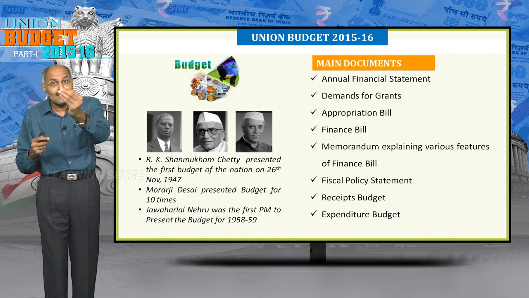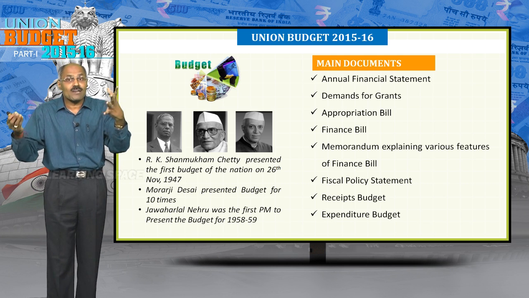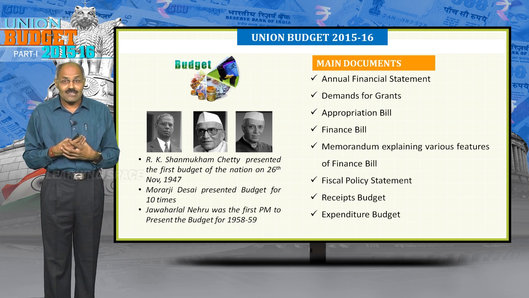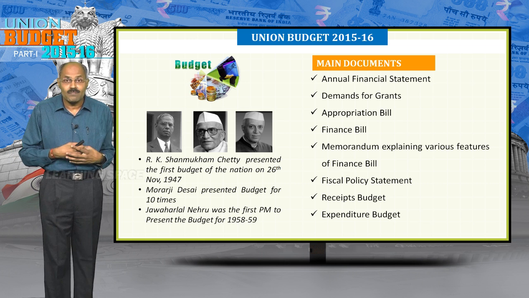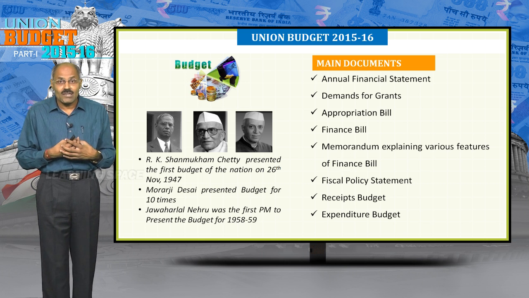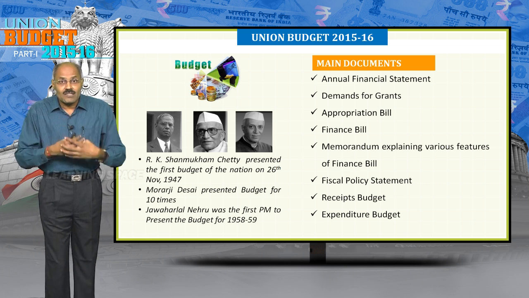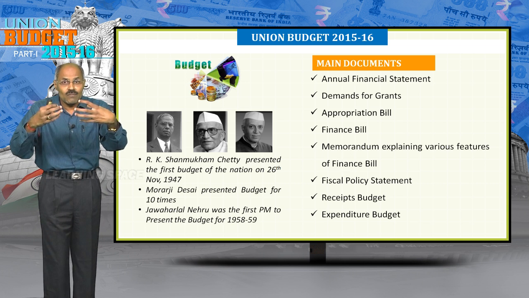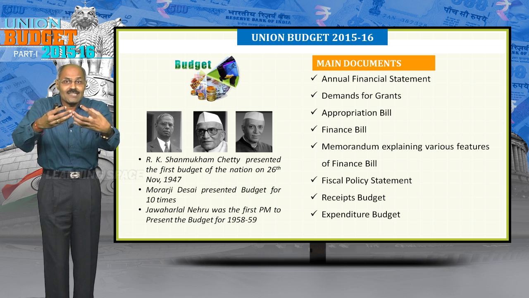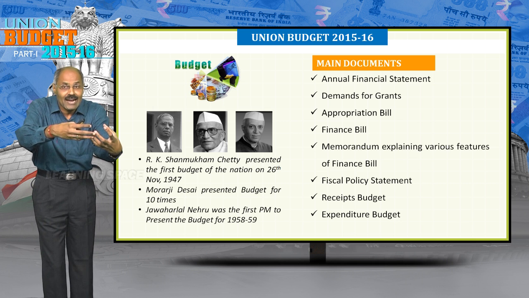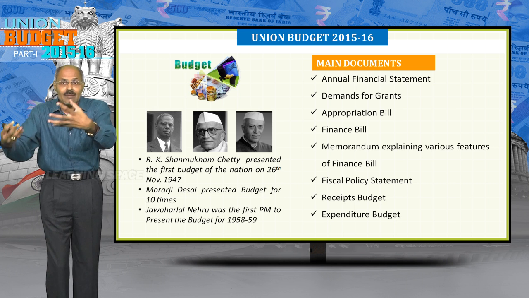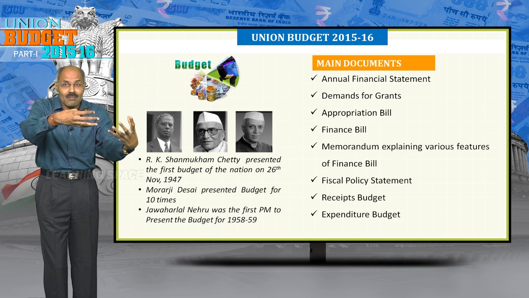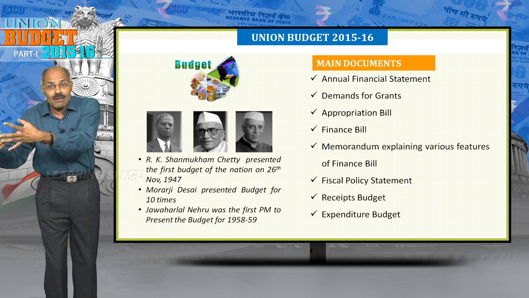The second one is demands for grants. Demands for grants are nothing but the demands from various ministries with regard to expenditure. Irrigation Ministry, Ministry of Surface Transport, all these ministries will put up their demands that will be presented in the form of demands for grants, which is to be approved by the Parliament. Based on the demands for grants approved by the Parliament, appropriation bill will be prepared.